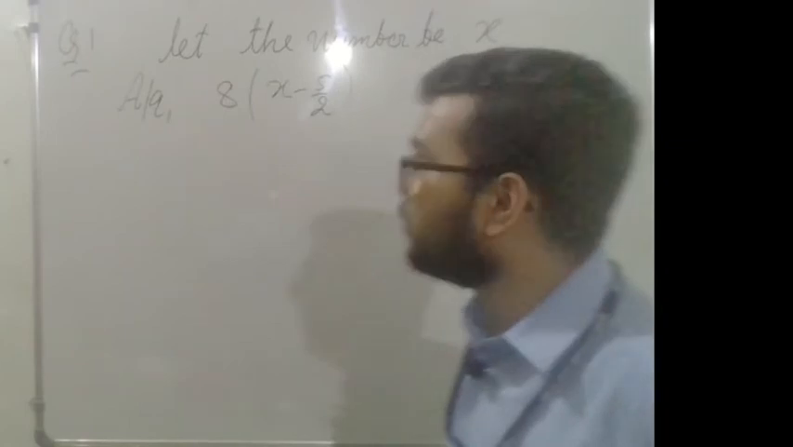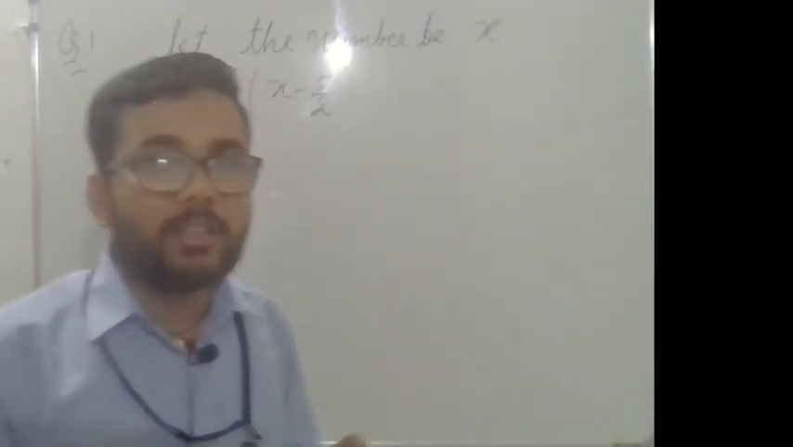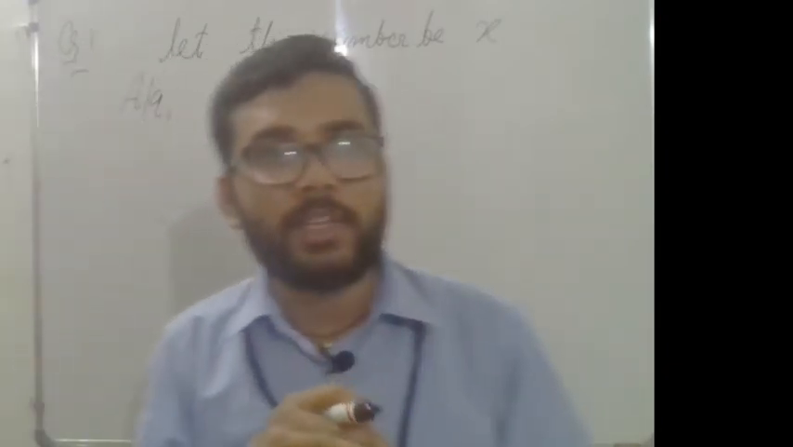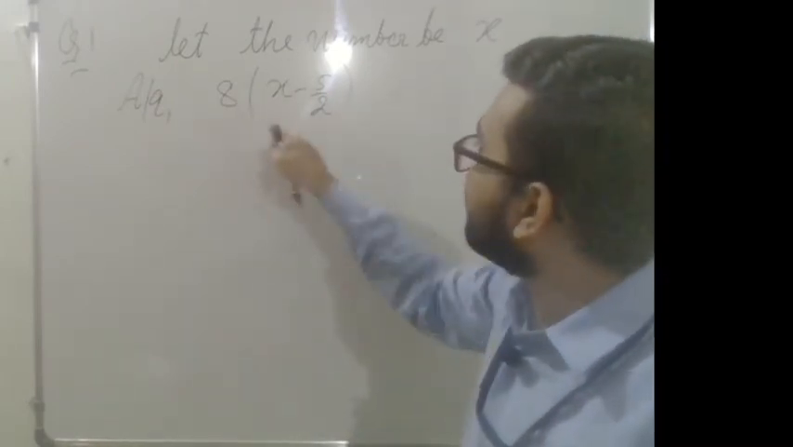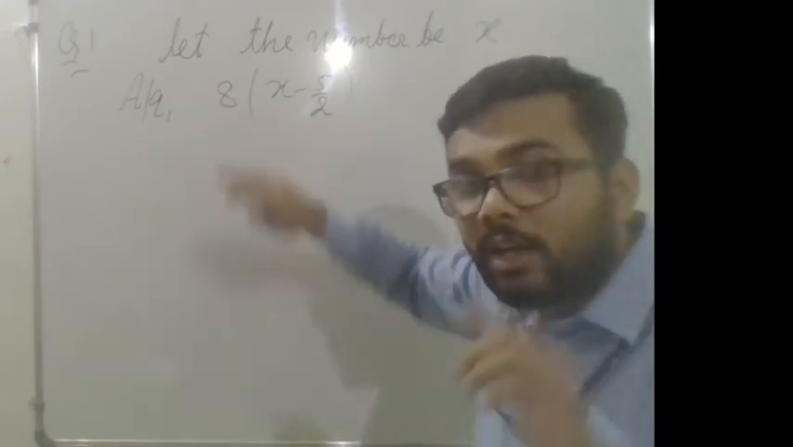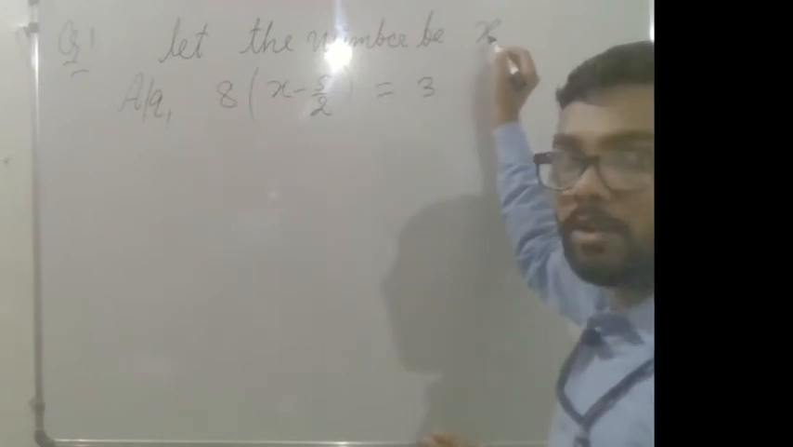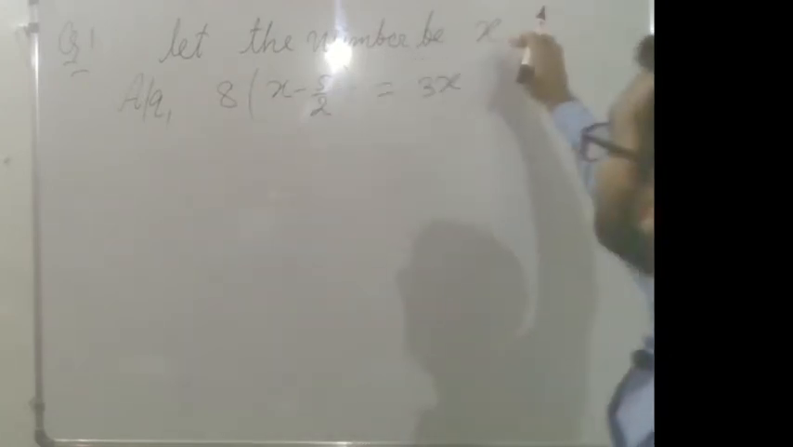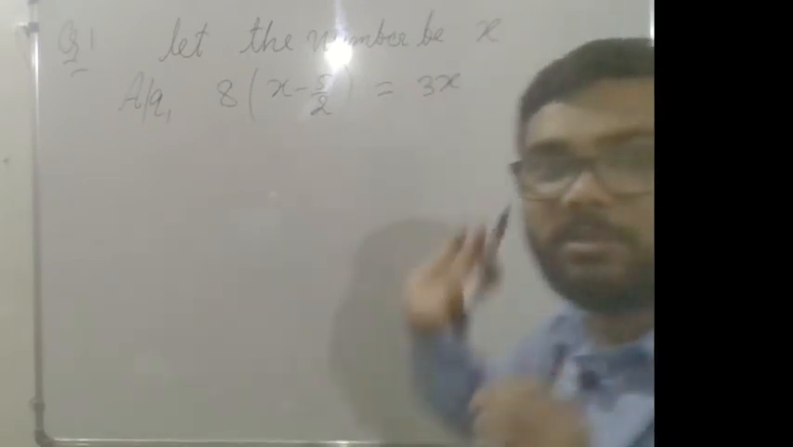Amina thinks a number and subtracts 5 by 2 from it, and multiplies the result by 8. Now she obtained a result which is 3 times the number she thought. She thought a number x, and 3 times the number is 3x. So this will be your equation.